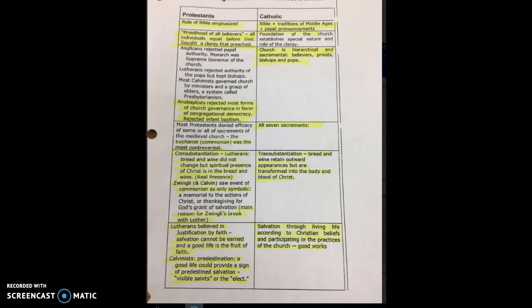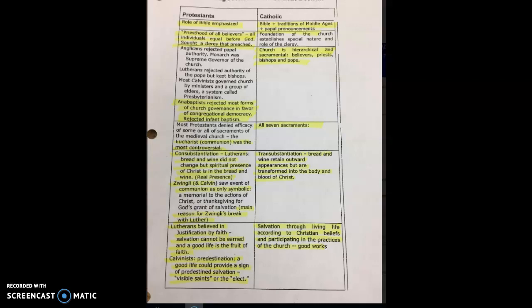So you can see here we have contrasting beliefs between the Protestants and the Catholics, starting with the role of the Bible. The Protestants firmly believed that individuals can read the Bible themselves, whereas Catholics, and you might want to make a little note of this, rely on the clergy to read and interpret the Bible. So that is a major difference between what the Catholics believe and what the Protestants believe when it comes to interpretation of the Bible.